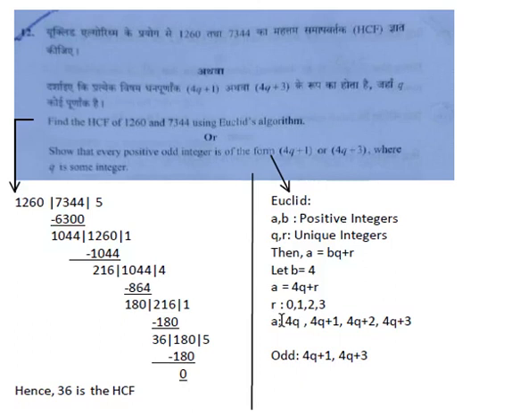We get a as 4q, 4q plus 1, 4q plus 2 and 4q plus 3. We know that 4q and 4q plus 2 are going to be even integers, so 4q plus 1 and 4q plus 3 shall define the whole range of odd integers.